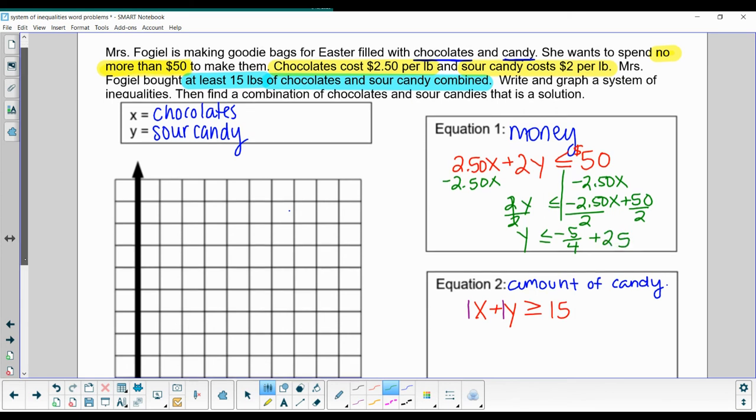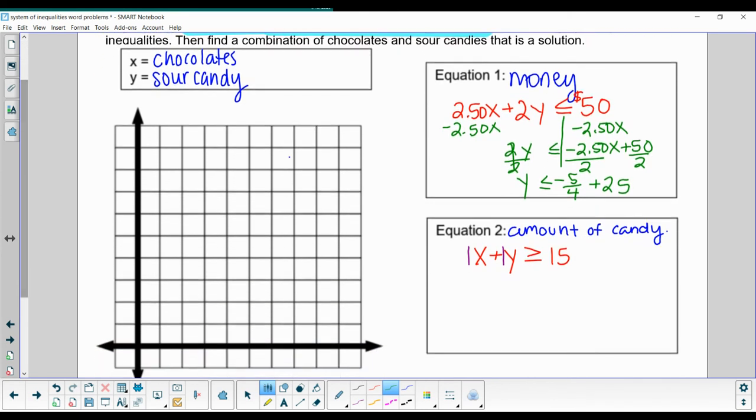Okay, so we've written that equation, and now we got to do the same thing for the next one. So subtract 1x, 1y is greater than or equal to -1x plus 15. That last step, divide by the number in front of y, although dividing by 1 doesn't change anything.